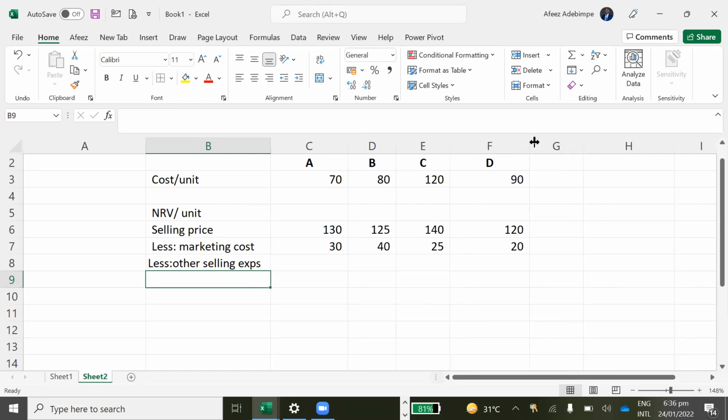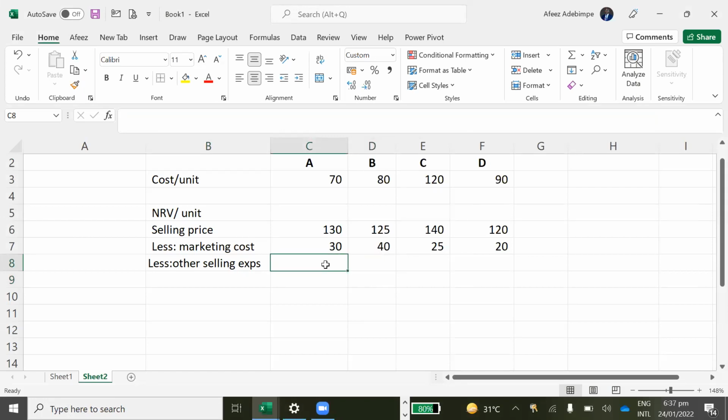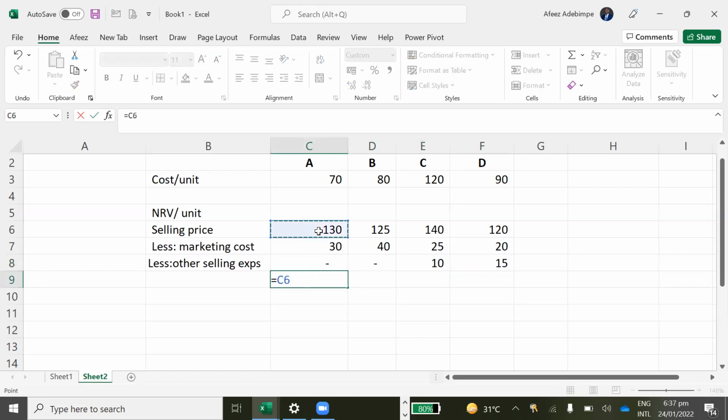So like I mentioned earlier, it's not all the time you should be expecting fair value. Sometimes they will give you a unit selling price. Sometimes they'll give you exact sales value. So there are no other selling expenses per unit for A and B, but we have for C and D, 10 and 15. Now what do I do? This minus this minus this. This is my fair value.